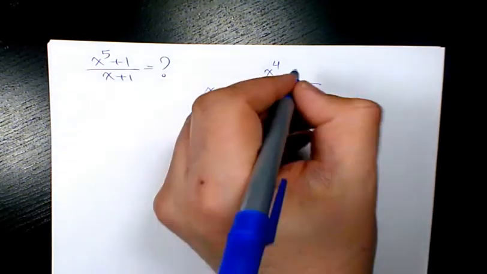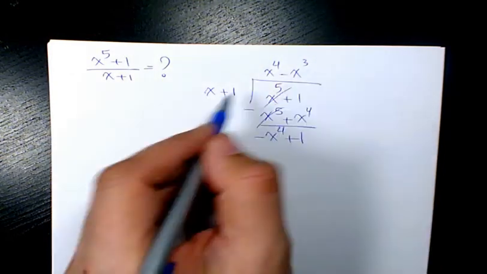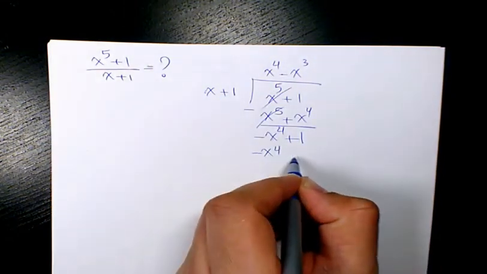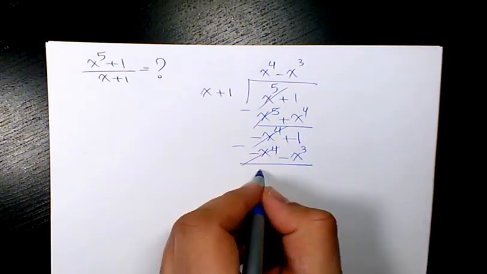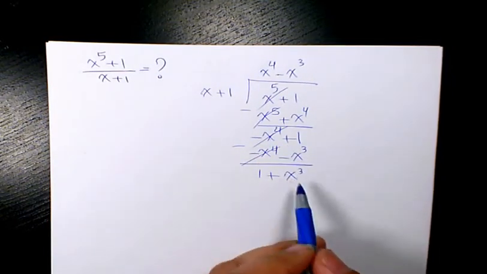This divided by this guy is going to be negative x cubed. When you multiply, it's going to be negative x to the power 4 minus x cubed. When you subtract it, these two cancel out. It's going to be 1 plus x cubed. This one is the largest one.